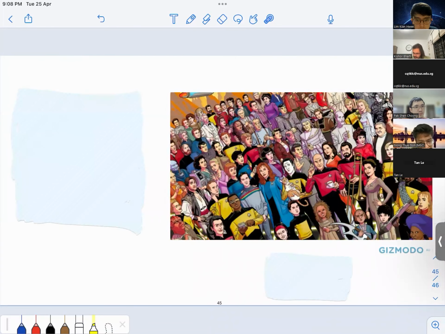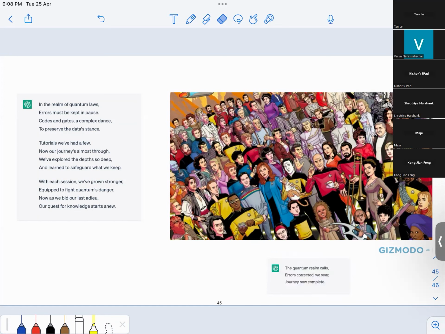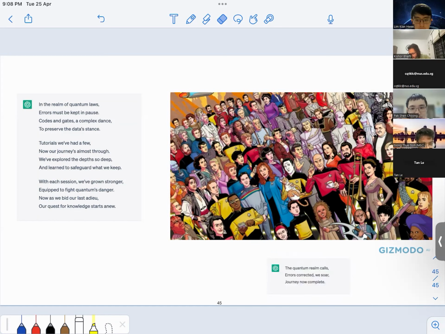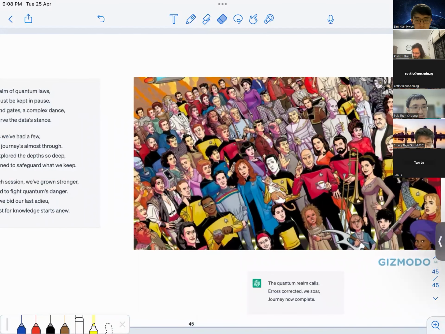So that's it. I am very happy that we managed to reach the end of the tutorial session. There is this small poem which ChatGPT wrote in honor of the last tutorial. Those who are interested can read it, and there is a small haiku. Some of us like haiku a lot, and this is also written by ChatGPT. It says: the quantum impulse, errors corrected, we saw, journey complete.